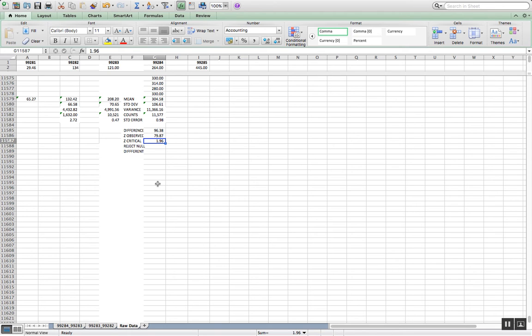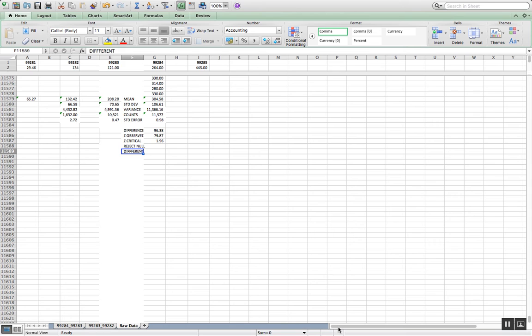And you can readily see that basically our observed z is substantially greater than the critical z, which means that we reject the null hypothesis, which was that they were the same, and conclude that these two means, the mean of 99284 and the mean of 99283, are different.